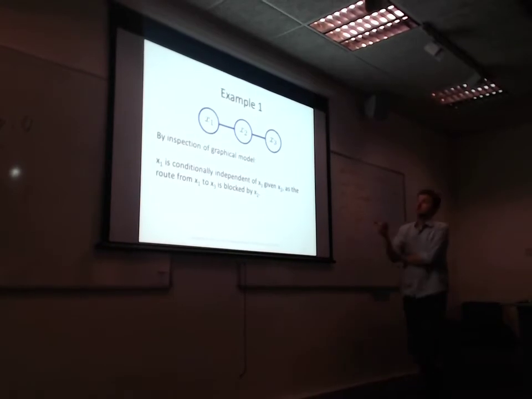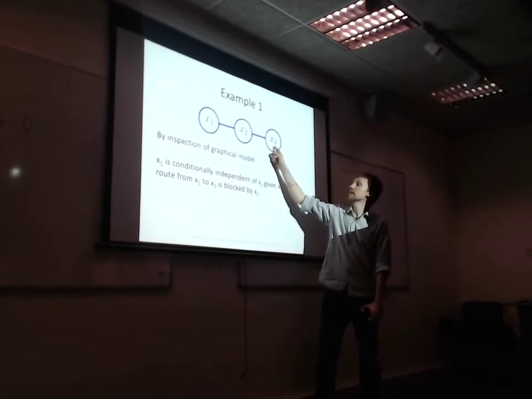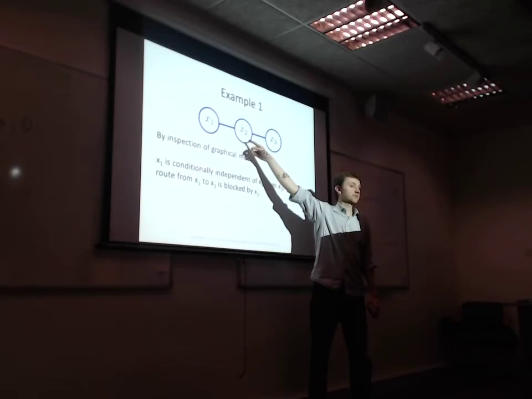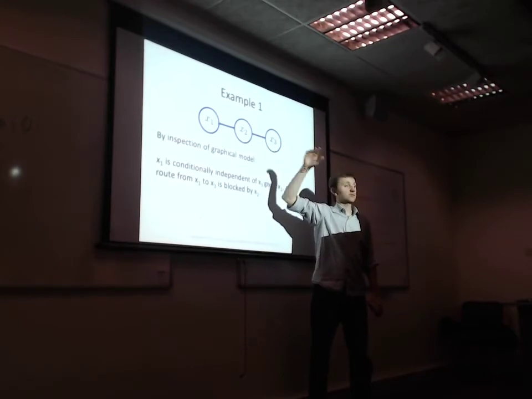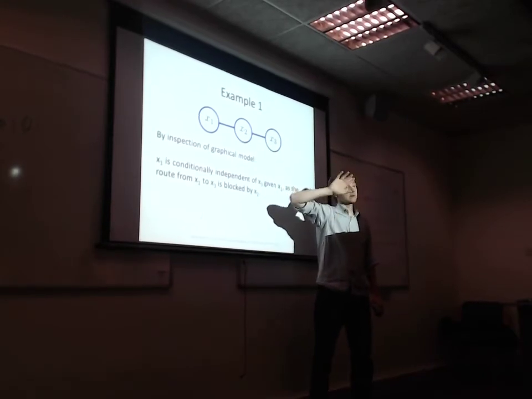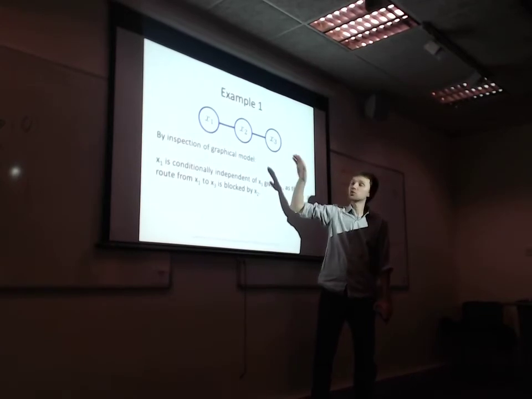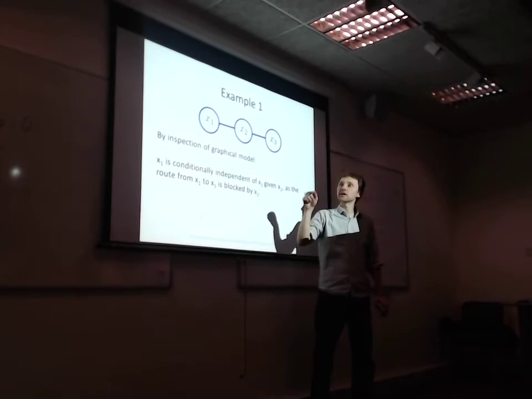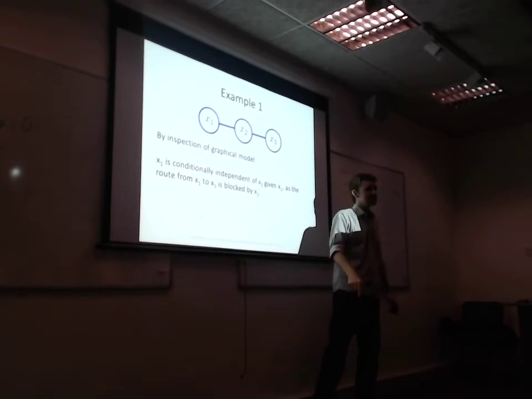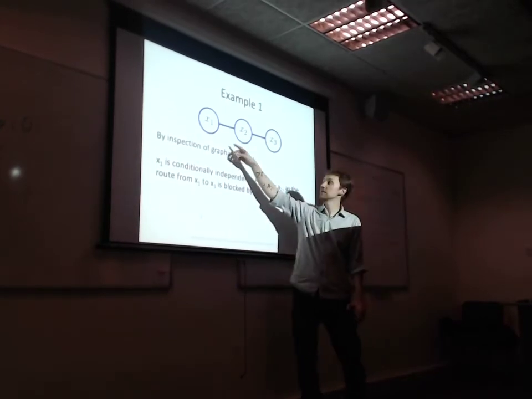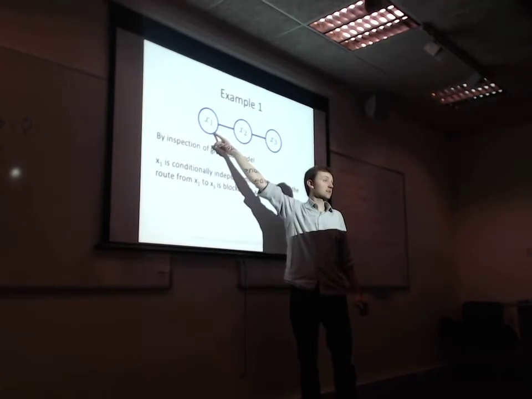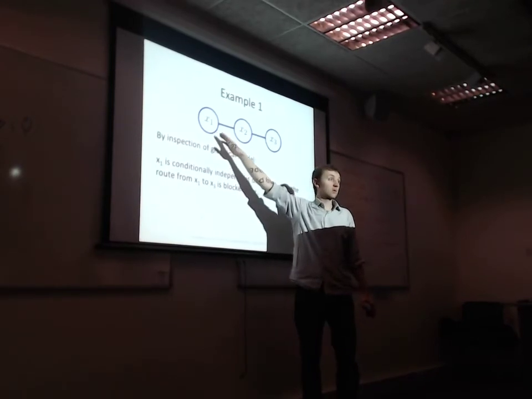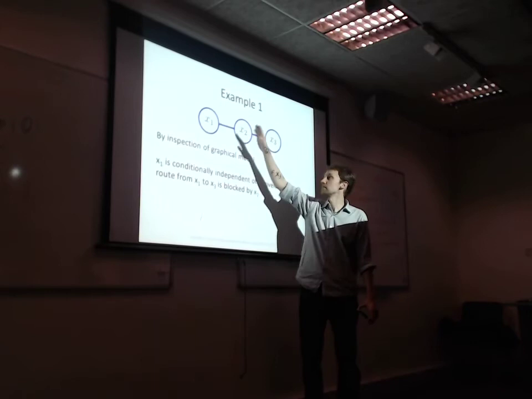X1 is conditionally independent of x3 given x2. In this case, we don't have to worry about which way the arrows are pointing. We don't have to worry about whose parent is whose, or who is a parent of one of my children. You just say, okay, who's connected with an edge? If you're not connected with an edge, we're conditionally independent of each other.